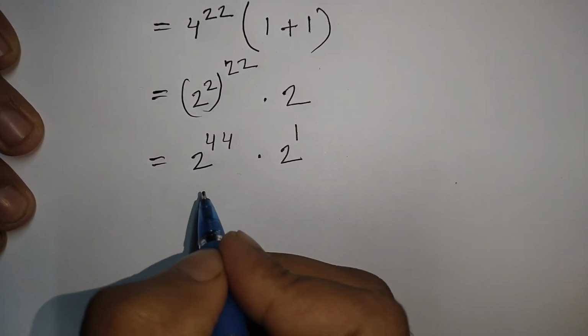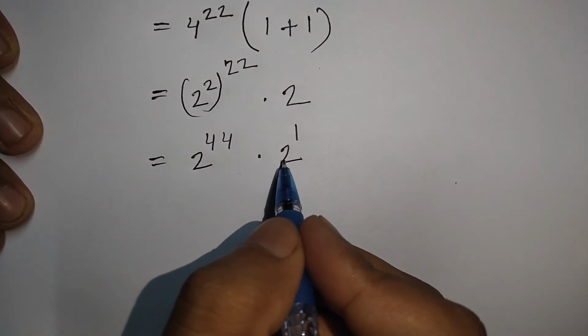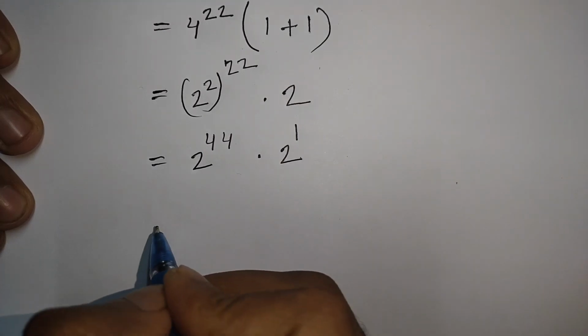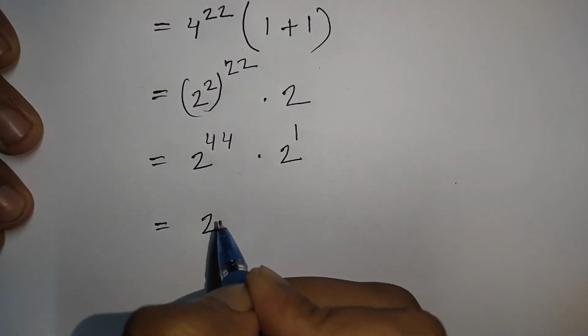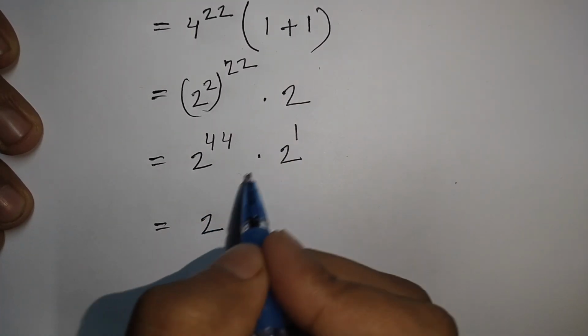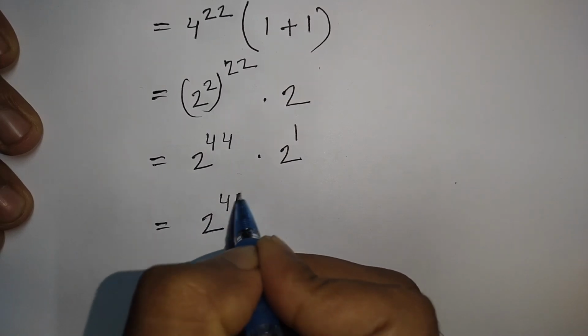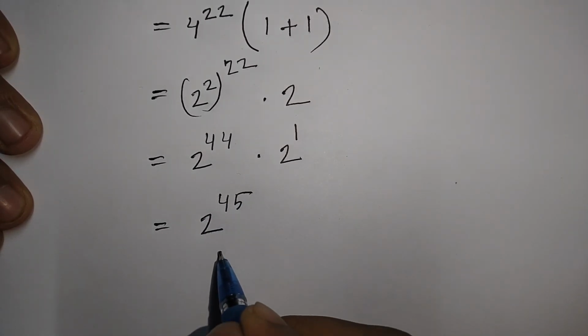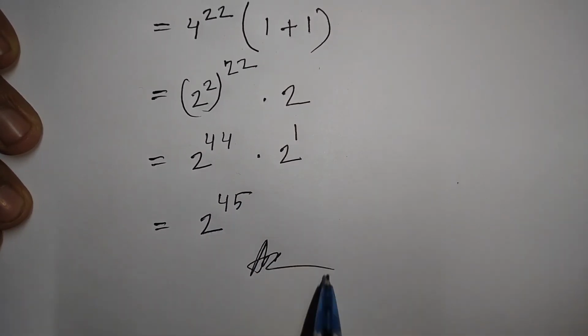Now we see that 2 has the same base but different powers, so we can write here 2 to the power 44 plus 1, that means 45. So 2 to the power 45 is the correct answer.